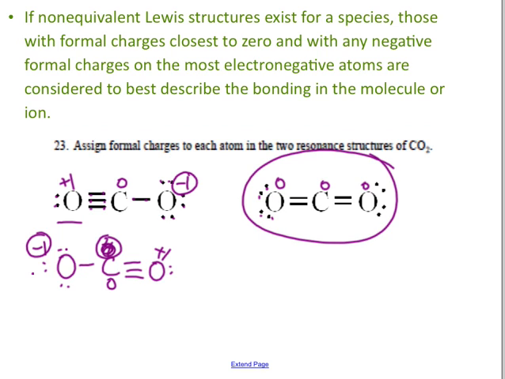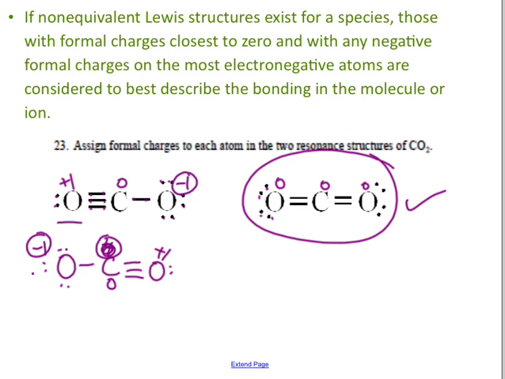So when you're asked to draw a Lewis dot, and you have a bunch of resonance structures, and I don't say draw all resonance, you need to draw the one that's best. So if I ask for CO2, I expect to see this one, unless I say draw all resonance structures.